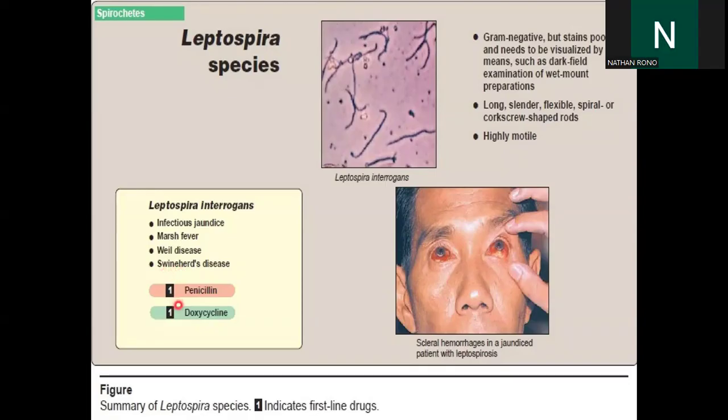So the most important thing I want you to remember here is the flu-like symptoms, myalgia, and the icterohemorrhagic leptospirosis. Then Weil disease is now when there's liver involvement and kidney involvement. Any questions?